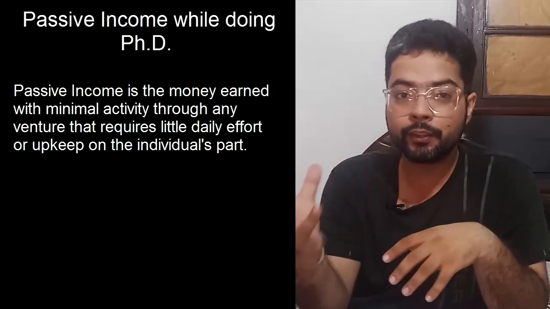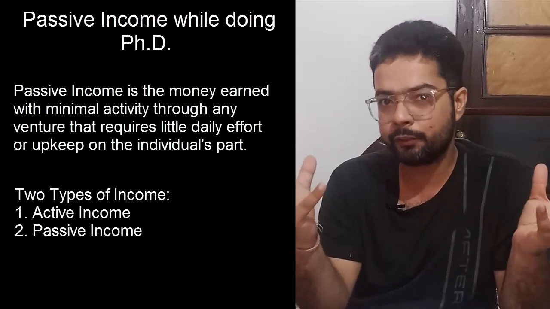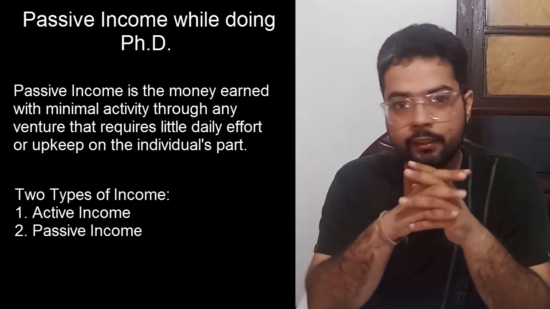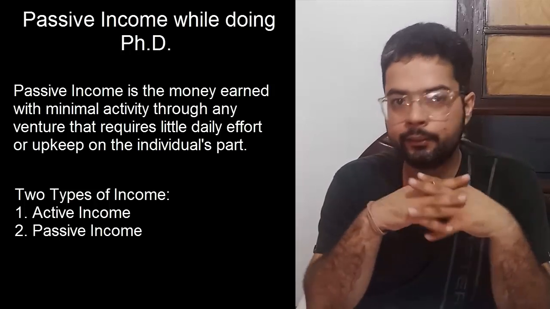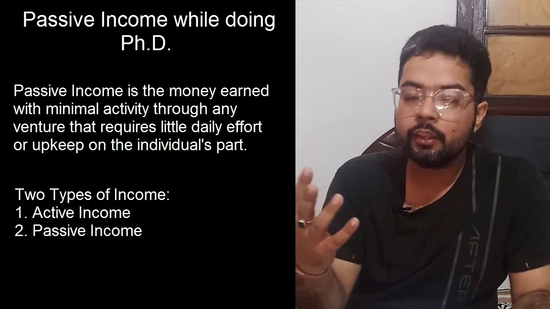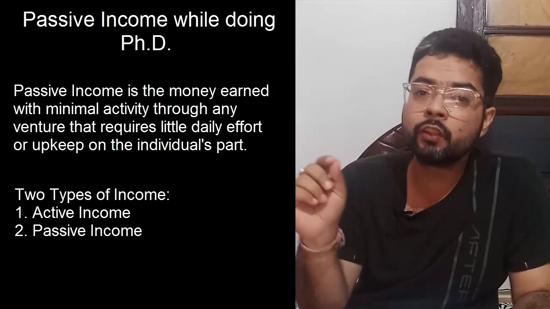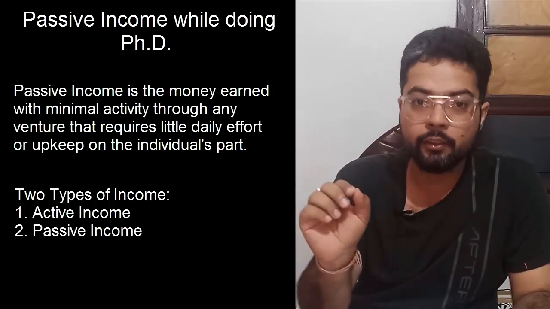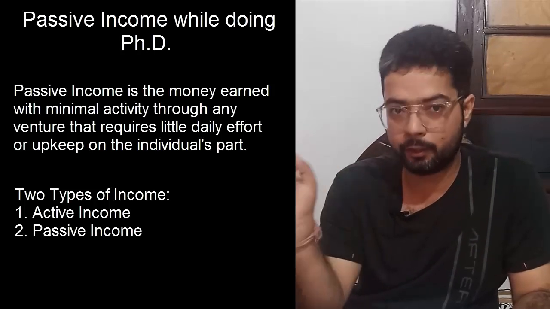So let's understand it in this way. There is an active income and then there is a passive income. When you are working like 8 to 9 hours in any job or in your lab, you are being paid for that 8 to 9 hours, right? So the day when you don't work for those 8 to 9 hours, you don't get paid for that. So that is your active income.